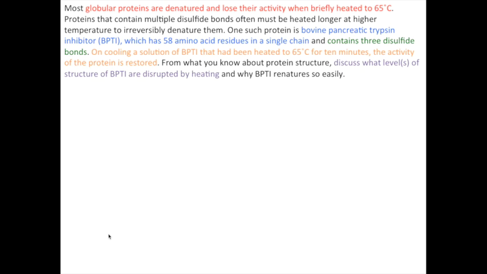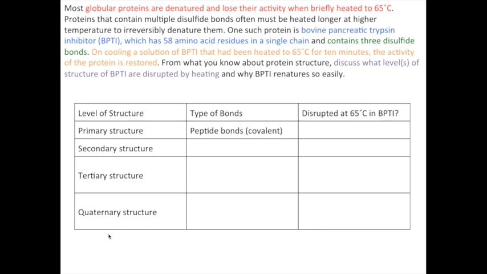So first, let's consider the first part of this question. Which levels of BPTI structure are disrupted by heating? We're looking at moderate heat here, so that's not going to affect covalent bonds. If covalent bonds remain intact, then primary structure is unaffected. What about secondary structure? Well, that's stabilized by hydrogen bonds. Hydrogen bonds are definitely disrupted by heat, so secondary structure would also be disrupted. In tertiary structure, as we just saw, tertiary structure depends on hydrogen bonds, ionic bonds, and van der Waals interactions, all of which can be disrupted by heat, so that is also disrupted. Disulfide bridges, though, are covalent, so while the overall shape of the protein will be disrupted, those specific bonds will remain intact.